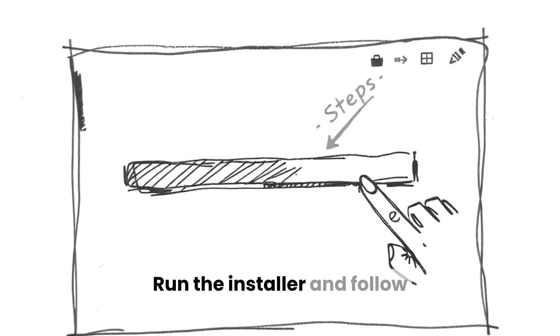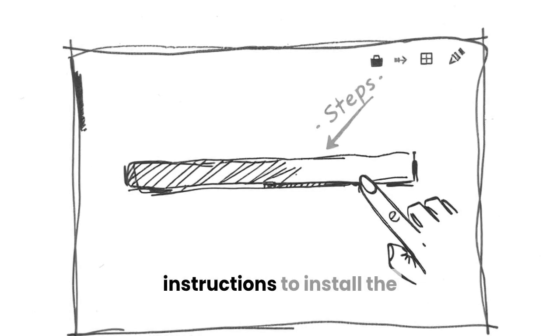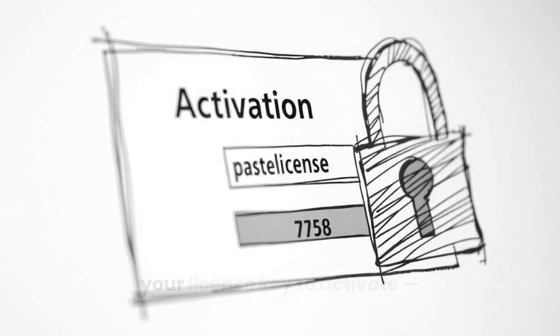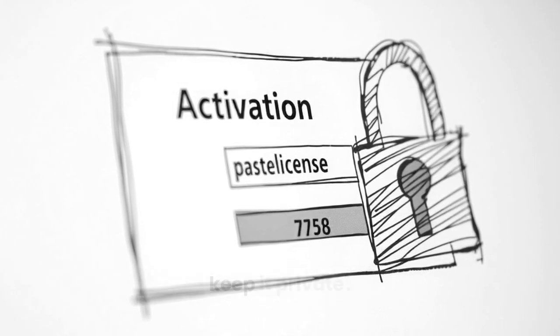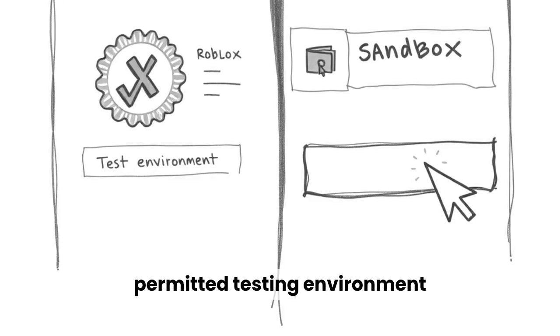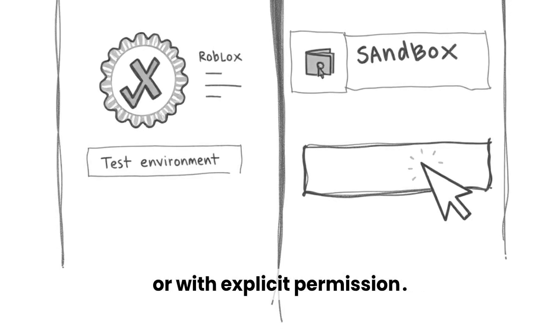Run the installer and follow the vendor's on-screen instructions to install the software. Open Delta Executor and paste your license key to activate. Keep it private. Open Roblox only in a permitted testing environment or with explicit permission.